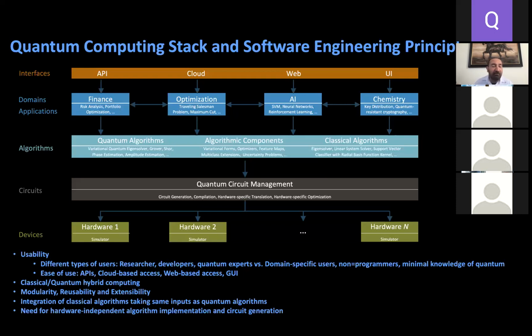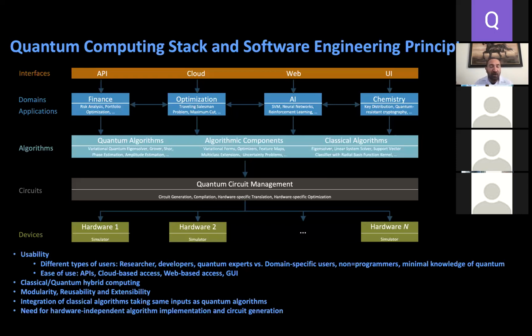Then we have domains: finance, optimization, AI, chemistry, and many more. These are domains with exponential problems in them. And in these domains, we have applications for finance: risk analysis, portfolio optimization, option pricing. We have optimization problems, maybe textbook optimization problems here, but there can be many more, like the traveling salesman problem, max cut, and so on. In AI, we have support vector machines, neural networks, reinforcement learning. In chemistry, as I mentioned before, the ground state molecular energy and so on.